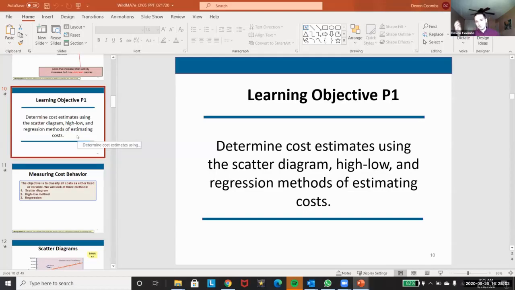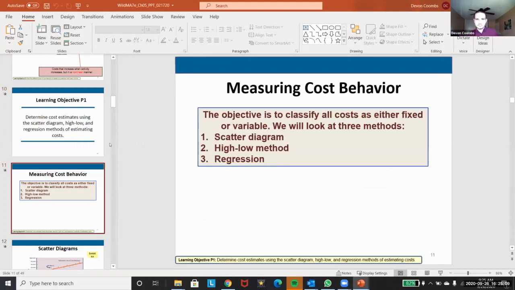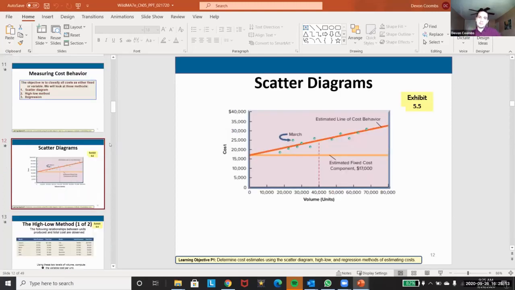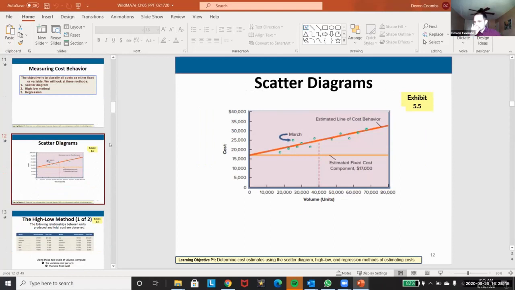So let's just talk about some different statistical models now related to determining cost behavior. The three we're going to talk about today are scatter diagrams, high-low method, and regression. And so why might we use this?